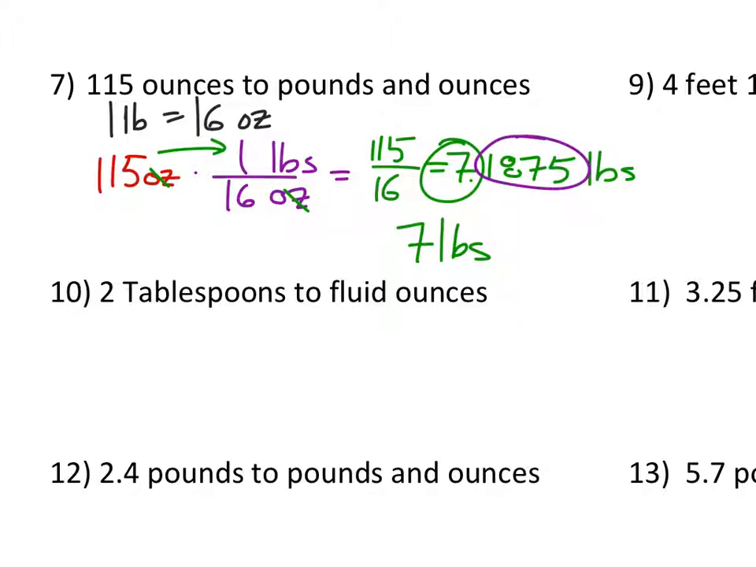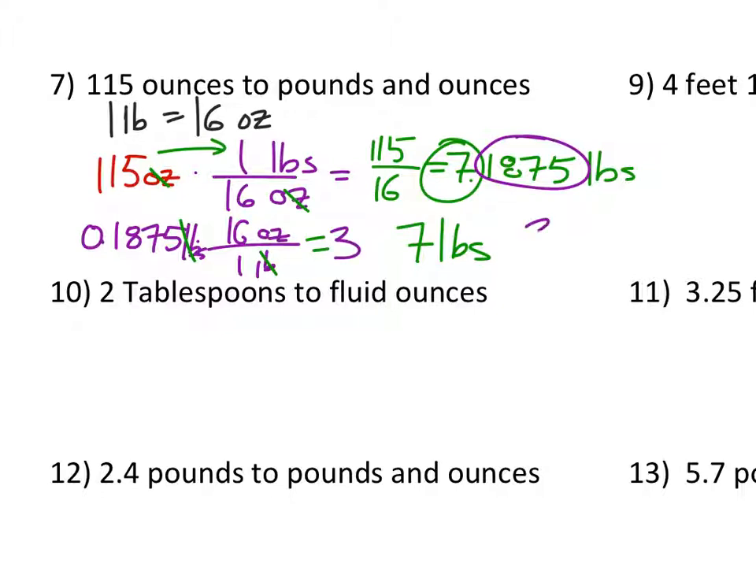So we just go back. We have 0.1875. And yeah, there is a different way to do this. I'm going to show you guys both ways, okay? We're just going to multiply this by 16 ounces for 1 pound, because this was in pounds. So the pounds cancel, and 0.1875 times 16, I got 3.